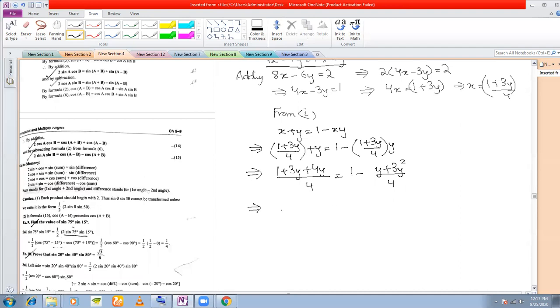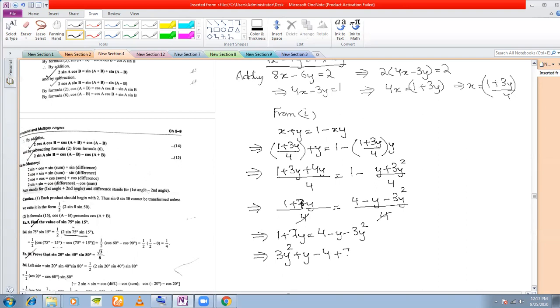Now we take the LCM here also on the right hand side. So this is 1 plus 7y is equal to, if you take the LCM here, 4 minus y minus 3y square divided by 4. So 4 and 4 cancel. What are we left with? 1 plus 7y is equal to 4 minus y minus 3y square. So you've got a quadratic. We bring everything on the left hand side. You get 3y square plus y minus 4, and this remains plus 7y plus 1 is equal to 0.